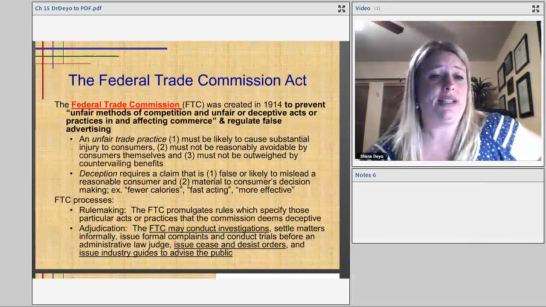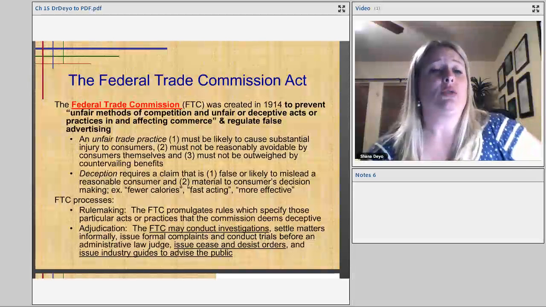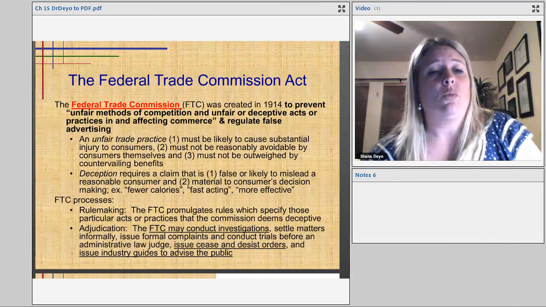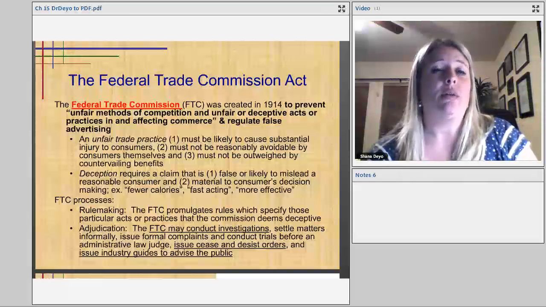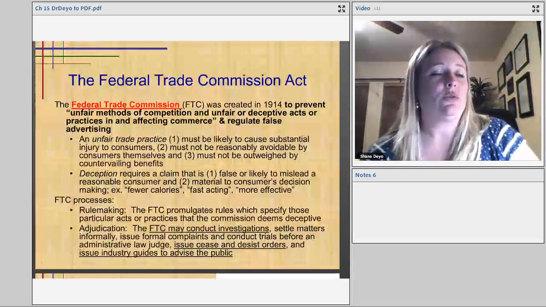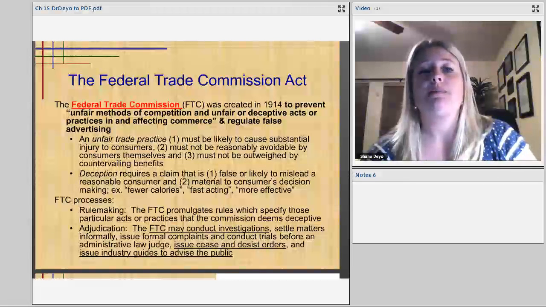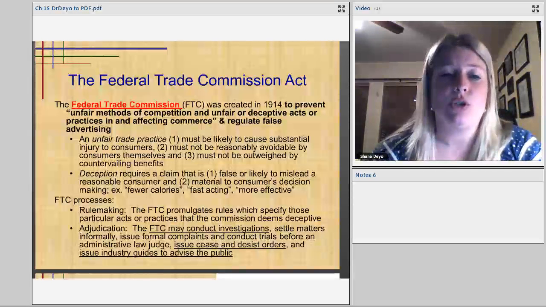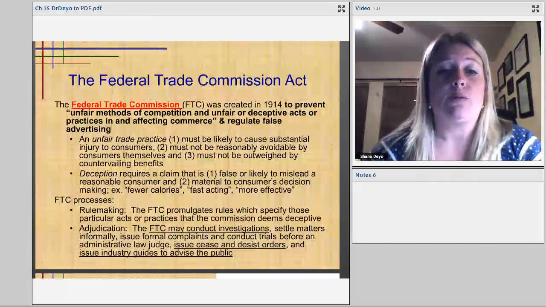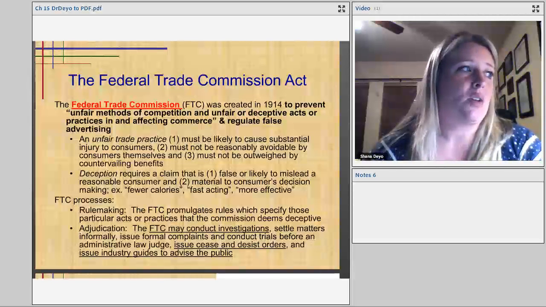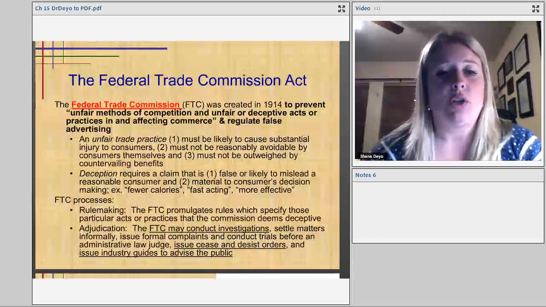So basically what the FTC processes look like are the Federal Trade Commission will put rules out to make sure that products are complying with being fair and being honest about the products. And then if the Federal Trade Commission finds that there are some unfair or deceptive practices out there, they will go through adjudication measures. So they may conduct investigations on their own. They can settle matters informally. They can file lawsuits for you. They could put you in arbitration or with an administrative law judge to figure that out.